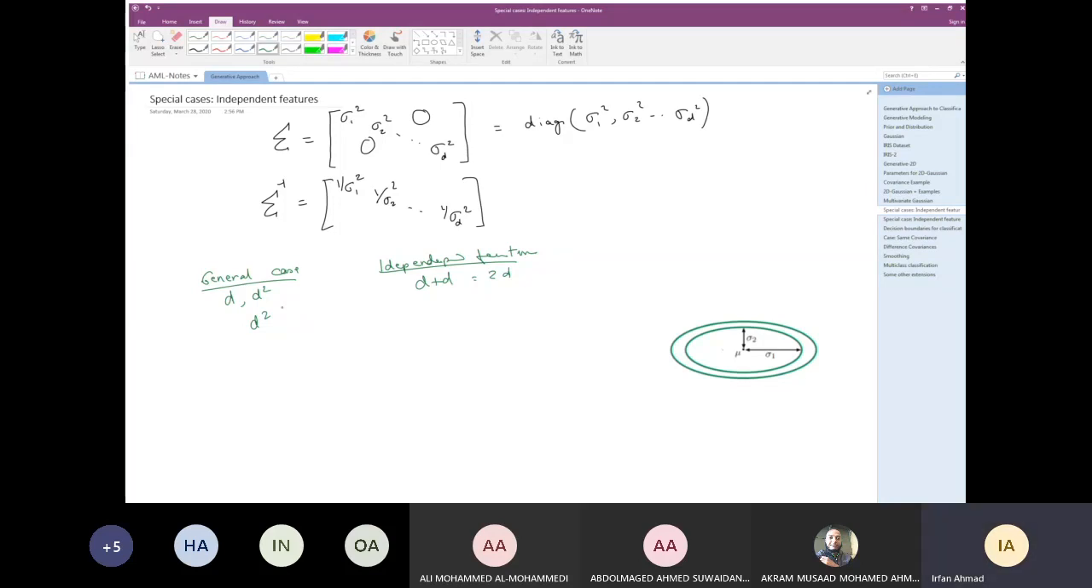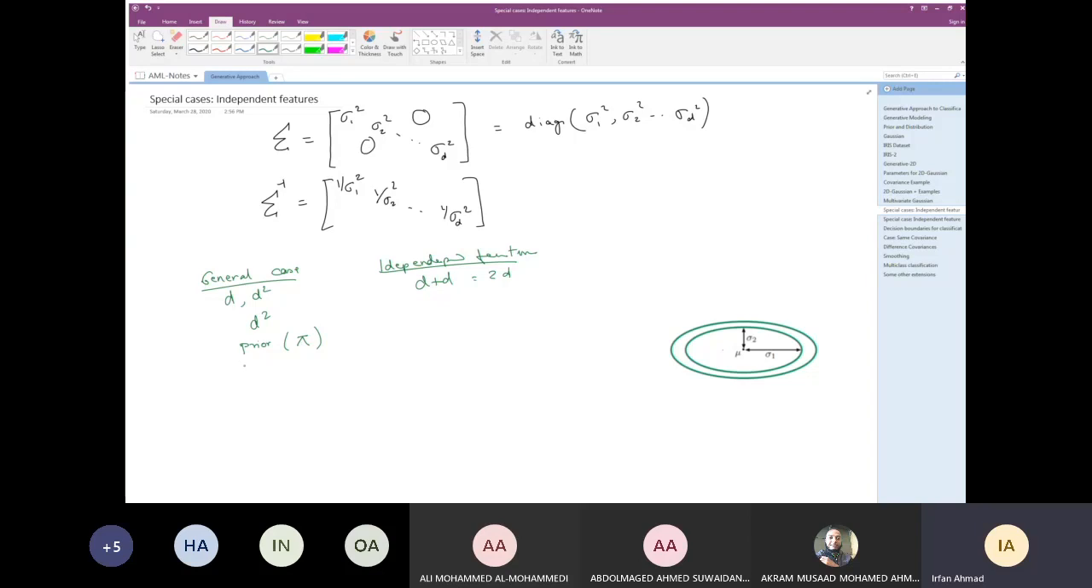Any question on this? Doctor, I cannot understand the general case, the complexity. Yeah, what we are speaking about is, in general case, what are the parameters we have? We have the prior, which is one value, right? For every class. What we sometimes also denote by pi.